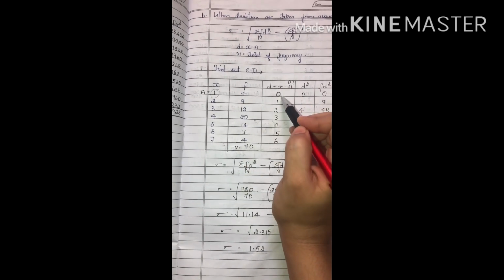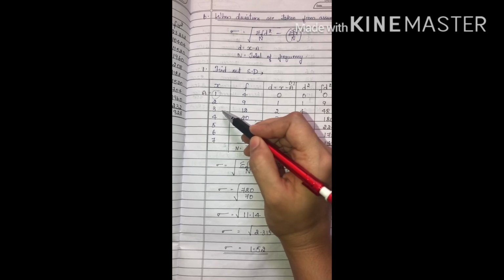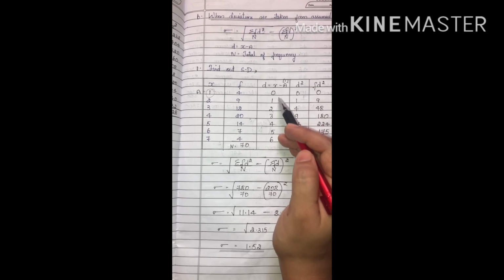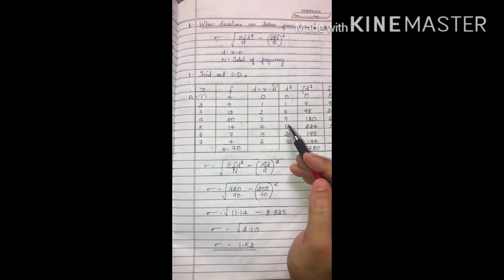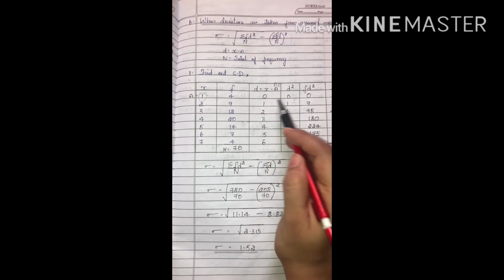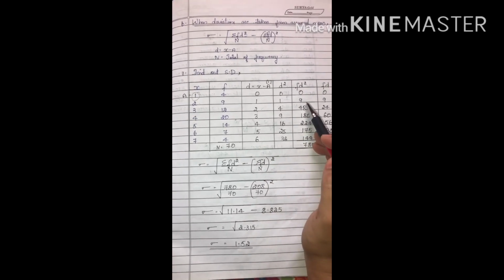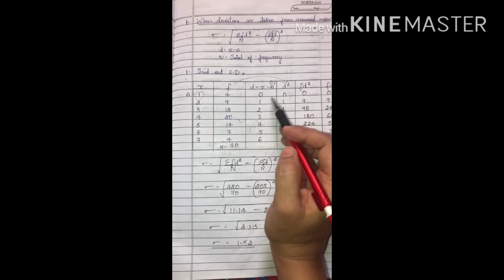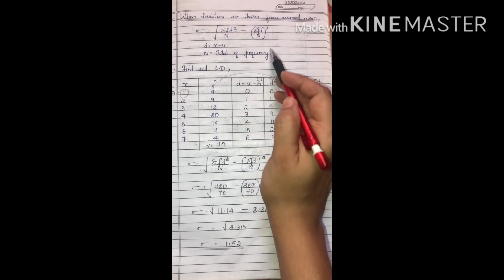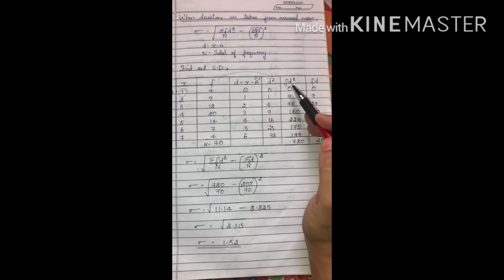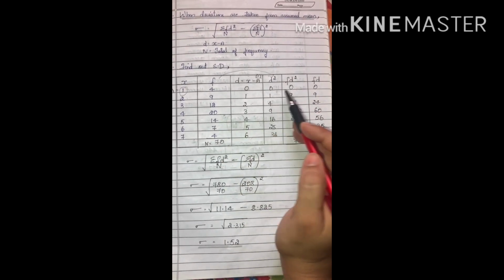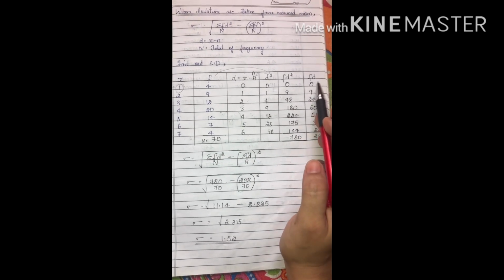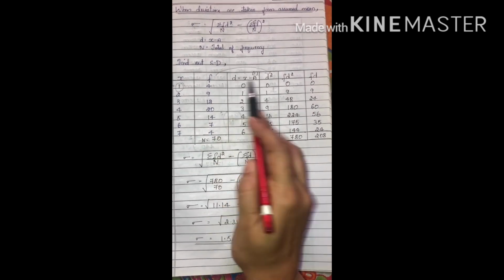So 1 minus 1 is 0. 2 minus 1 is 1, 3 minus 1 is 2. Similarly, I am deducting these values from the assumed mean and extracting these values. The next column is d square. Just square up these values and write them down. The immediate next column is the multiplication of f into d square. Why am I taking all these columns? You should know, because it is asked in the formula. So fd square is f into d square. You are getting these values. The next column is just fd, f column into d column.